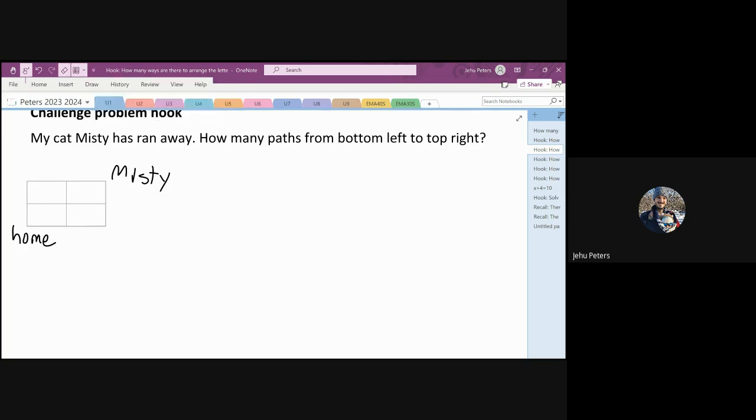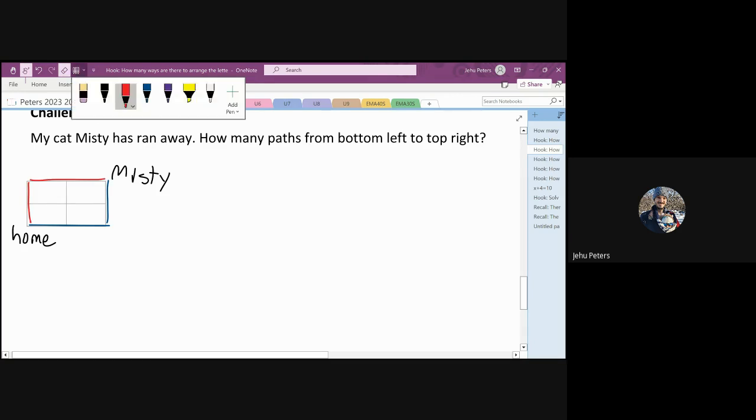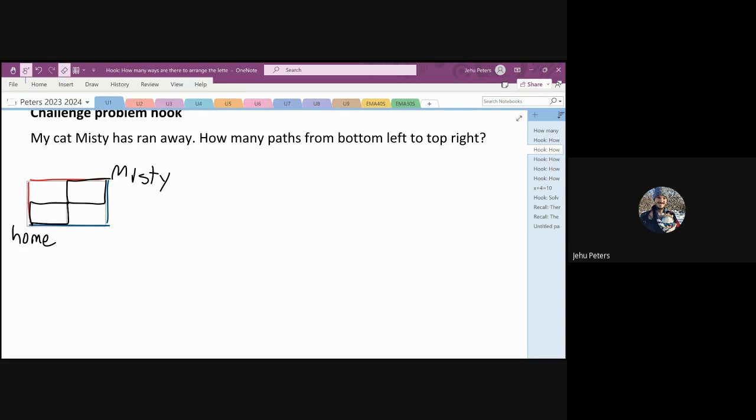I mean, she could have run straight to the right, and then she could have run straight up. She could have run straight up and then straight to the right. She could have done some zigzag, maybe through the middle here. Or maybe she went zigzag like this. I mean, there's other paths she could have done. She could have gone to the middle and then gone in circles over and over and over. But if we include crazy paths like that, we're going to be here all day.